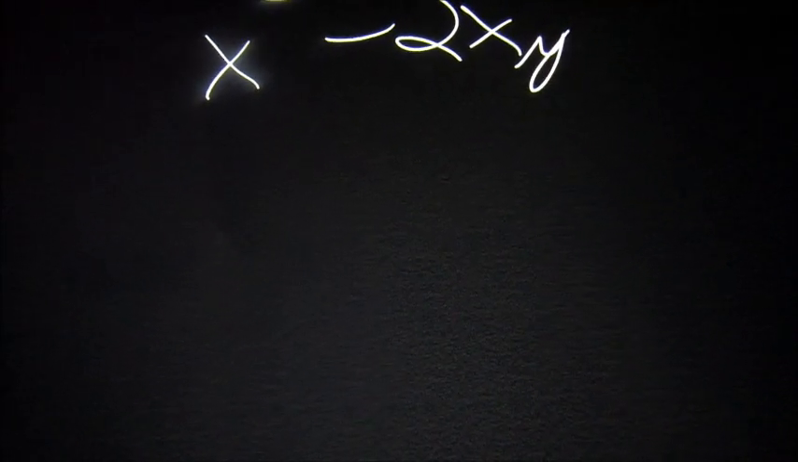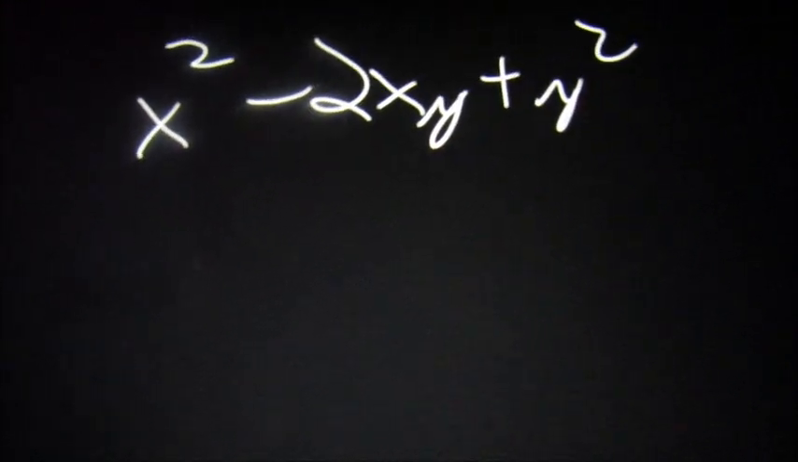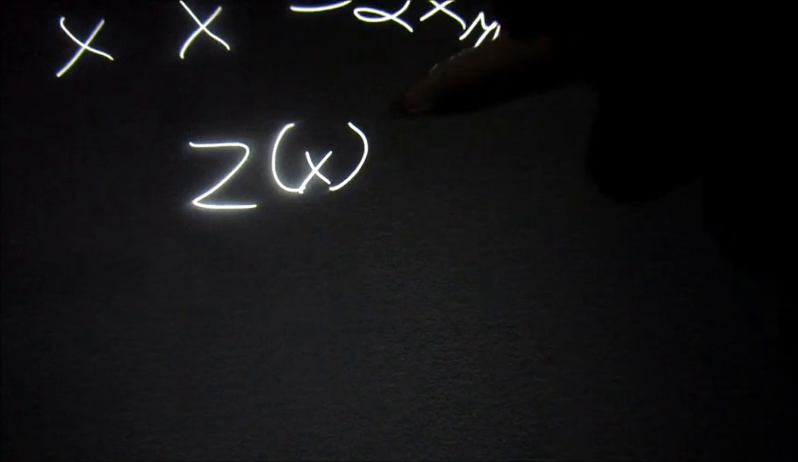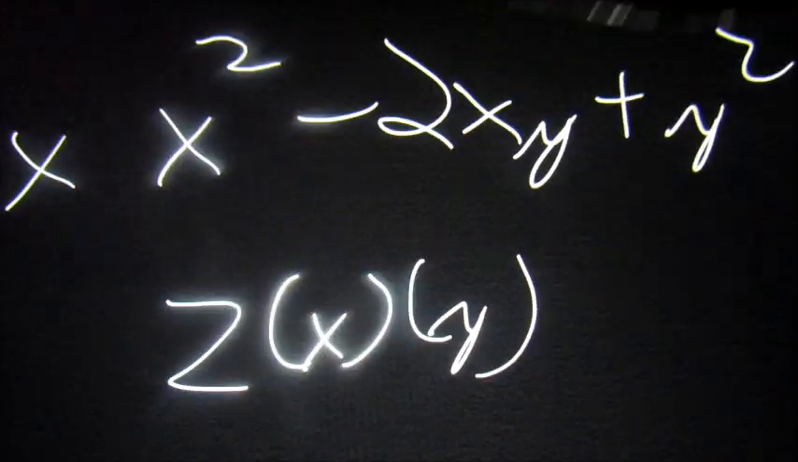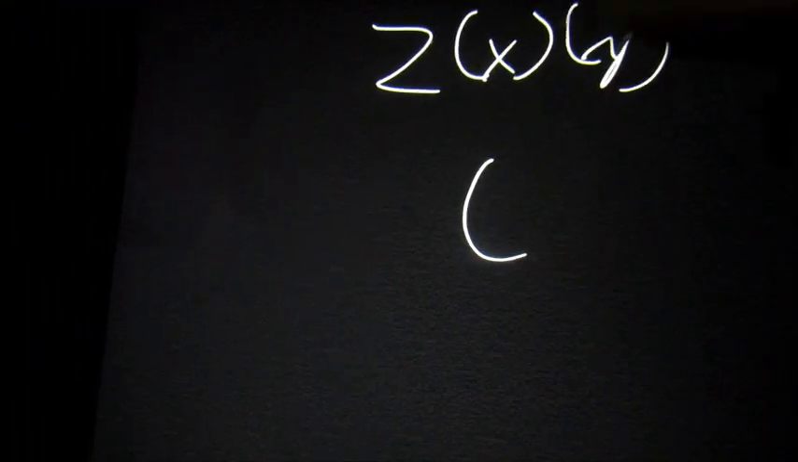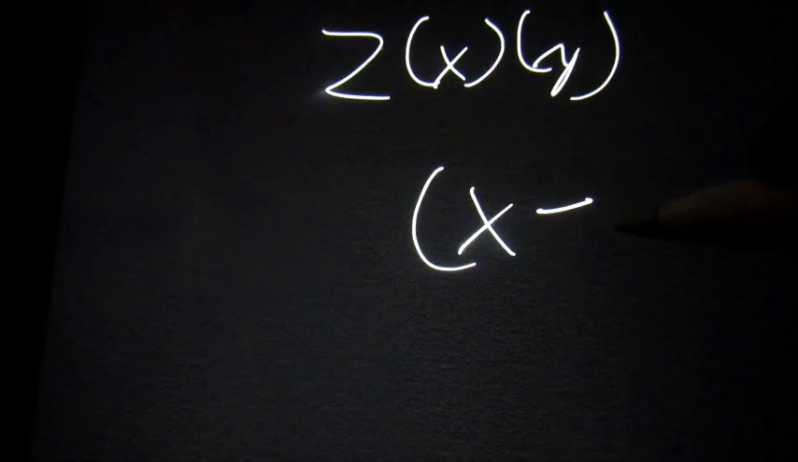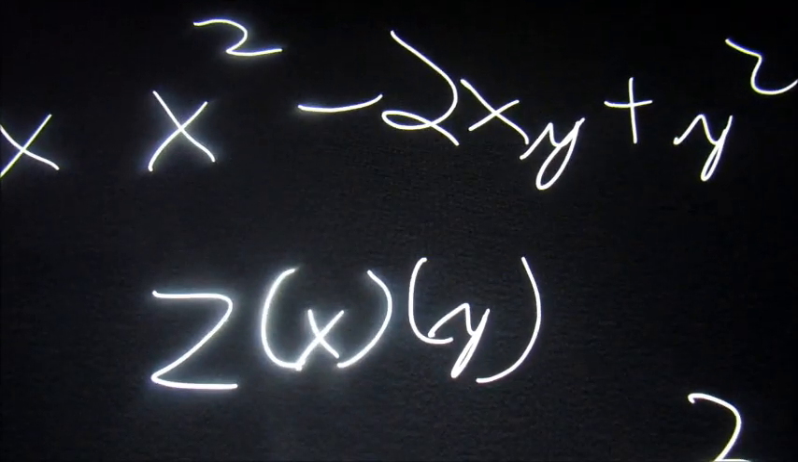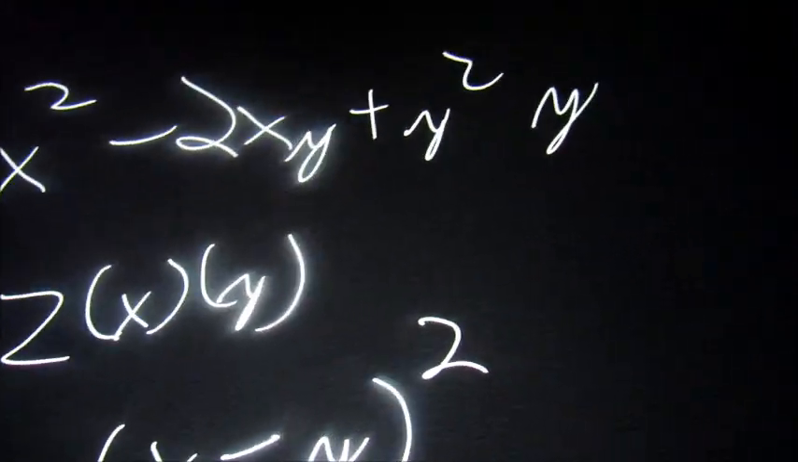Then let's say that we have x squared minus 2xy plus y squared. Square root of x squared is x. Square root of y squared is y. 2 times x times y does equal 2xy. So our answer here would be x minus y, the whole thing squared. It's a minus because this here is a minus. Okay, so a few more.